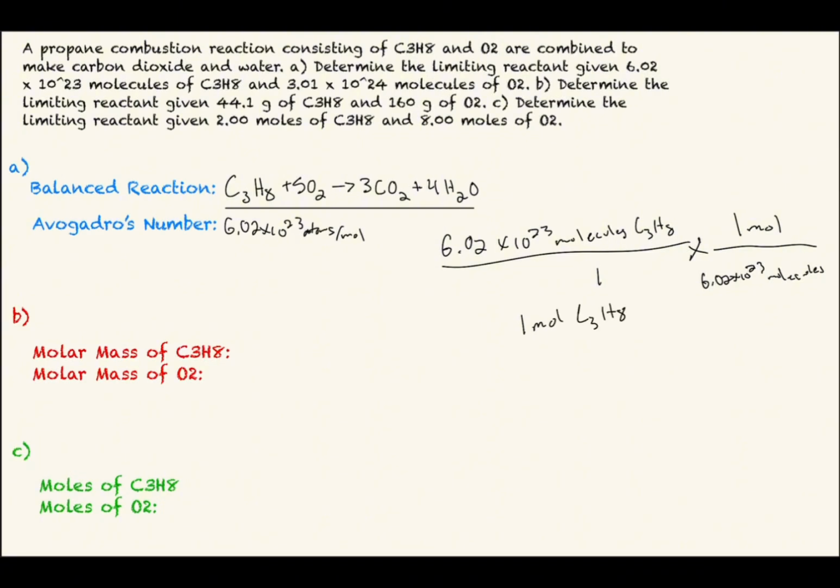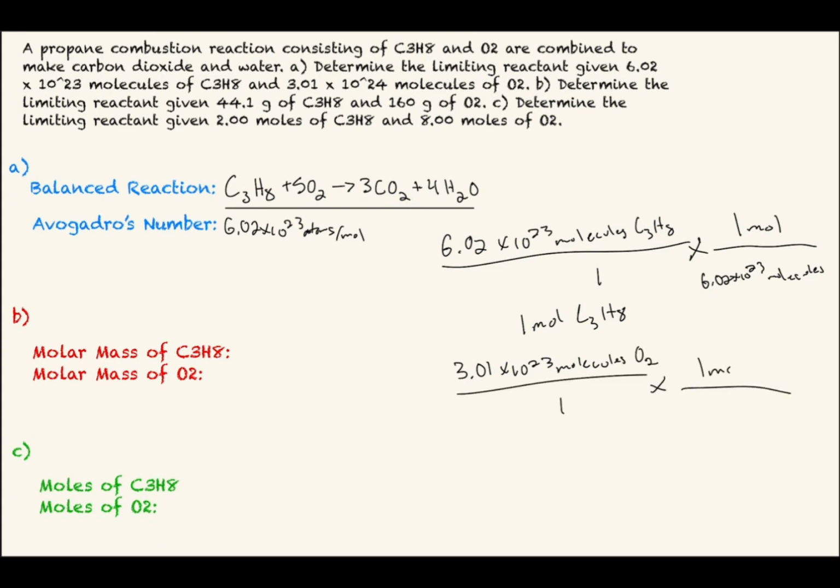And then for the O2, we have to do 3.01 times 10 to the 23 molecules of O2. Set that over 1.